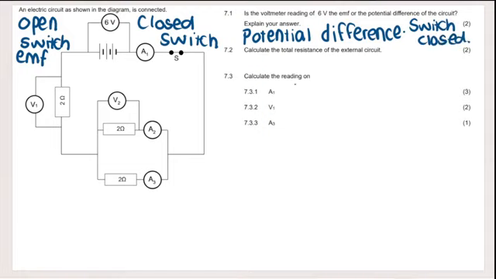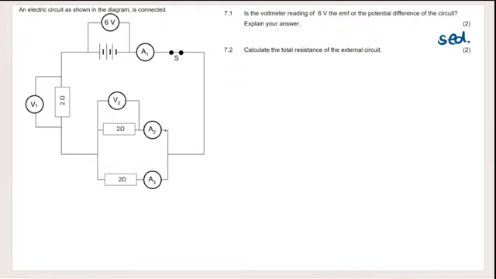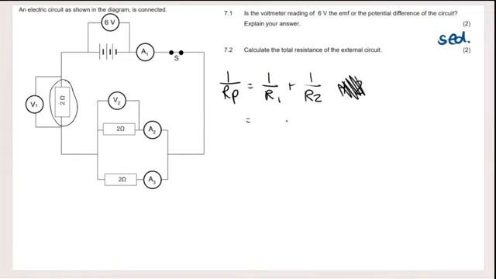Okay, then calculate the total resistance of the external circuit. If they say calculate the total resistance or calculate the effective resistance, it just basically means the total resistance. So over here we can see we have a parallel part of the circuit. So we have to go 1 over RP equals 1 over R1 plus 1 over R2. So you always do the parallel part of the circuit first. Never ever combine your parallel combination with your resistor in series combination. So absolutely do not say plus 2 in the same step. No, that has to be done separately.